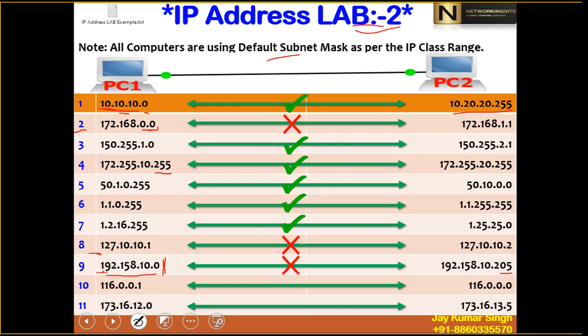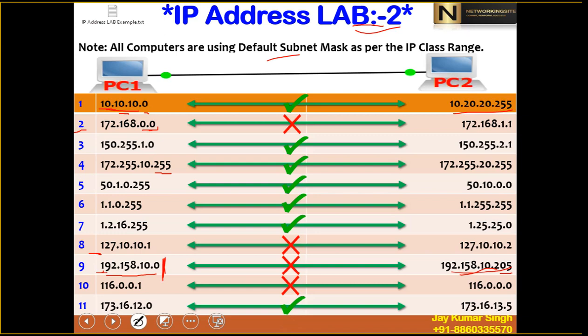Now, see, PC1 problem: in the host part, I said in class C there is no single zero. Here PC2 IP is no problem. Okay, number 10. The problem is PC2. Yes, the last octet zero. PC1 no problem. Okay, number 11. No problem, it can communicate. Okay, very good. So now you know IP addressing very well.